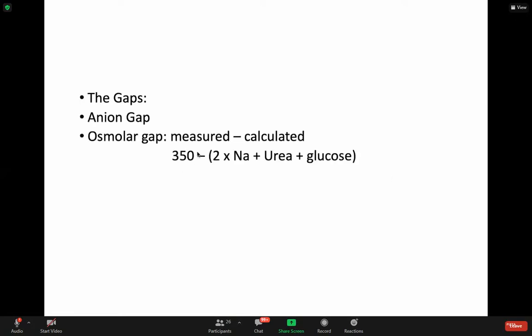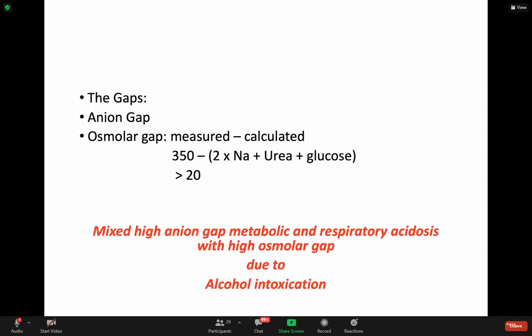طيب وكم الميجرد؟ الميجرد 350. طيب 350 ناقص 288 حوالي 60 صح؟ It's more than 20. So I have here positive osmolar gap which is suggestive of ethanol or alcohol intoxication. So mixed high anion gap metabolic acidosis and respiratory acidosis with high osmolar gap due to alcohol intoxication.